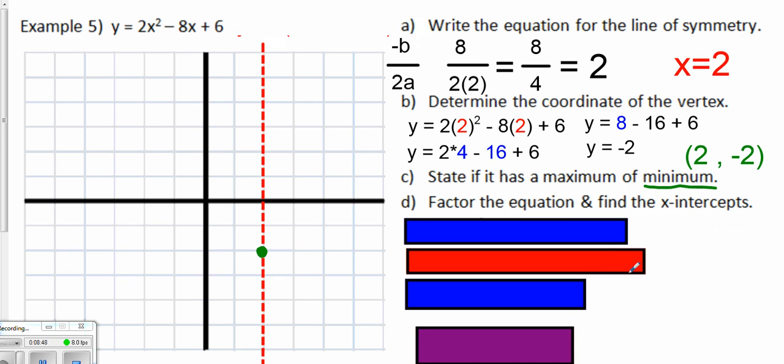Factor the equation and find the x-intercepts. Before we go on factoring this one, I do want to show you one thing. We can take out the greatest common factor. Each of these terms we can take a 2 out of. So that's going to be our very first step in factoring, is take the 2 out of each piece. So we have a 2 on the outside, and what's left on the inside is x squared minus 4x plus 3. Now we can use our AC method of factoring and say that we have a 1 in front of this x squared, and our c value is 3. So a times c is going to be 3.